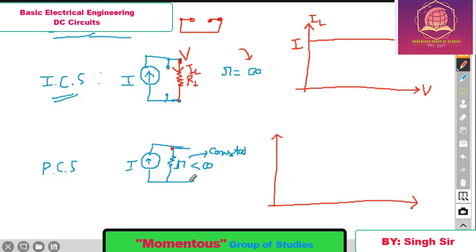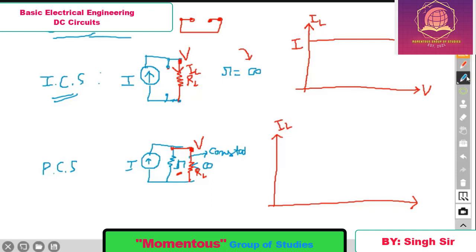Now if we see the same condition for your practical case, in which there is some constant value r. Now if I connect some load RL on it, and let me assume that there is some voltage V. With respect to this voltage V, now let's see what will be the current IL.